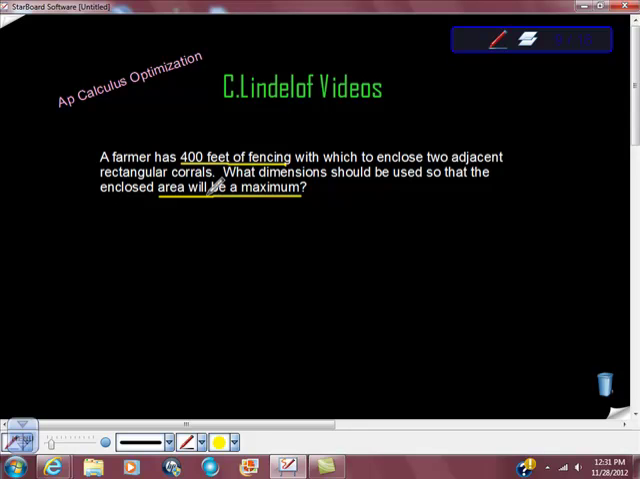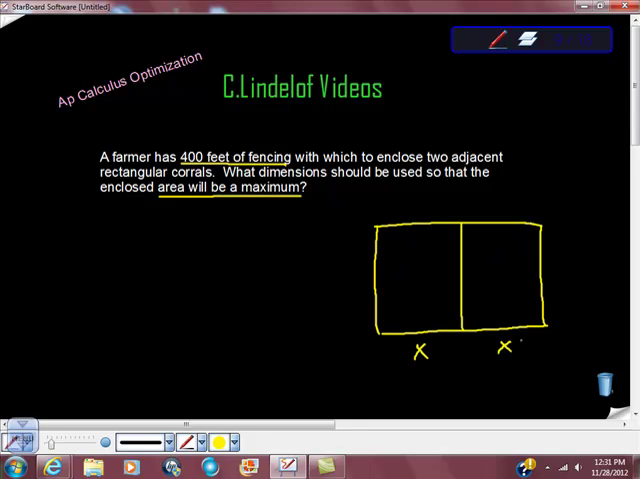There are two adjacent rectangular corrals. So I think that the corrals would probably look like this. So here's my diagram. This actually helps on the exam, I think. And if it was just one corral, it would look like this. But they're two adjacent corrals. So let's say that they look like this. If you don't mind, this is x and this is x and this is y.